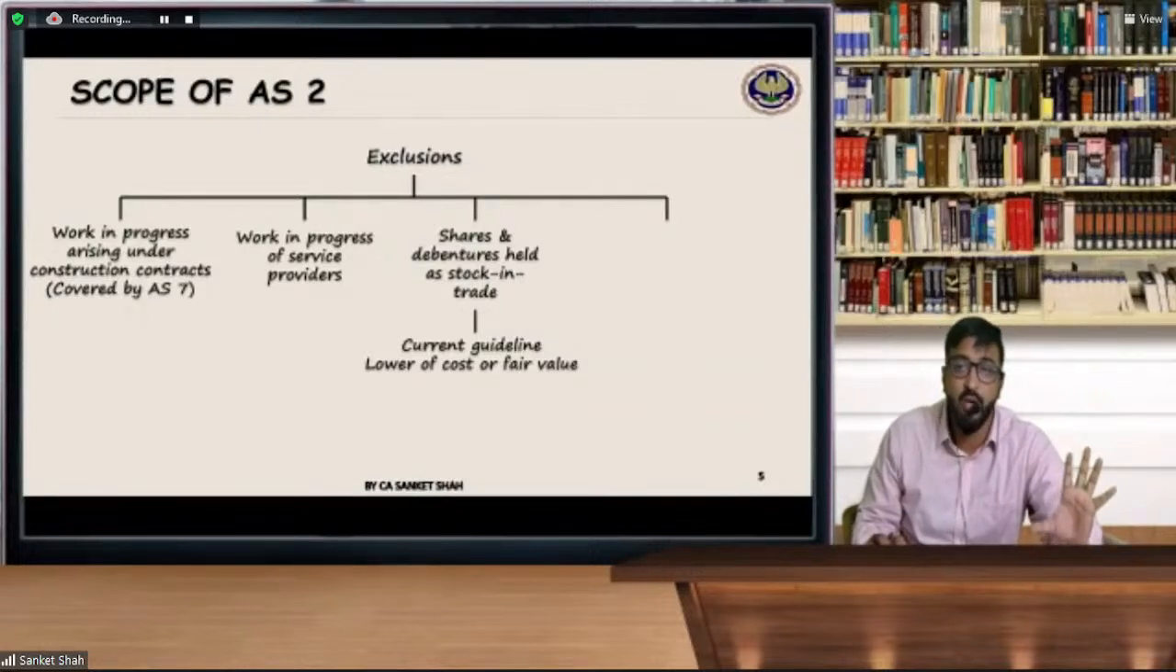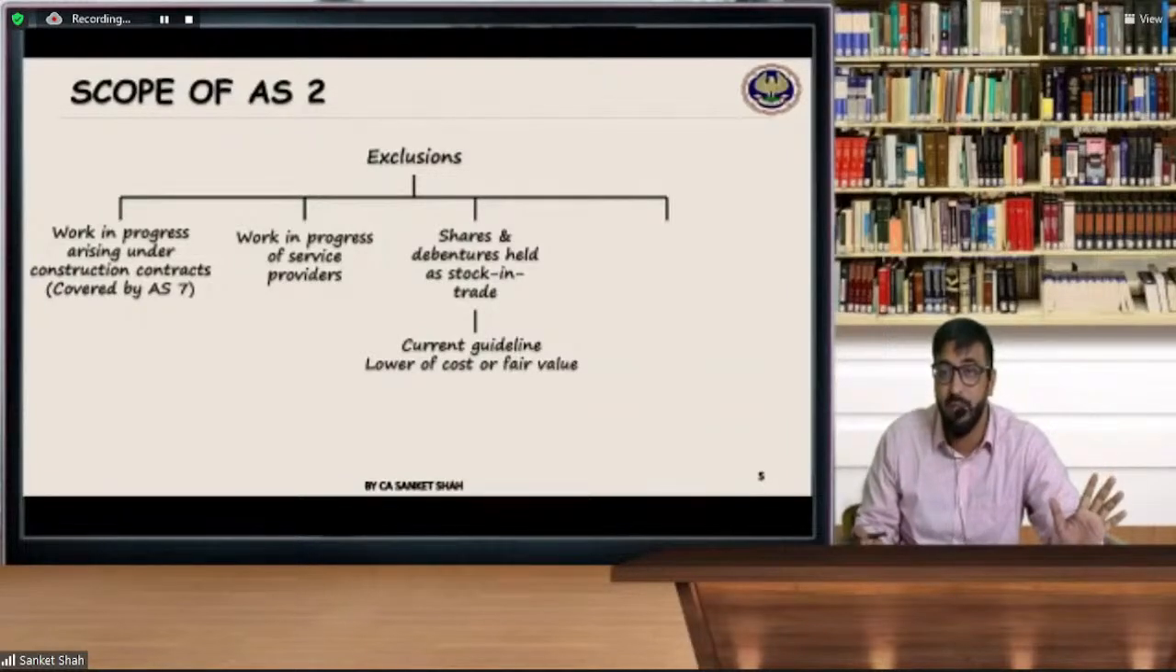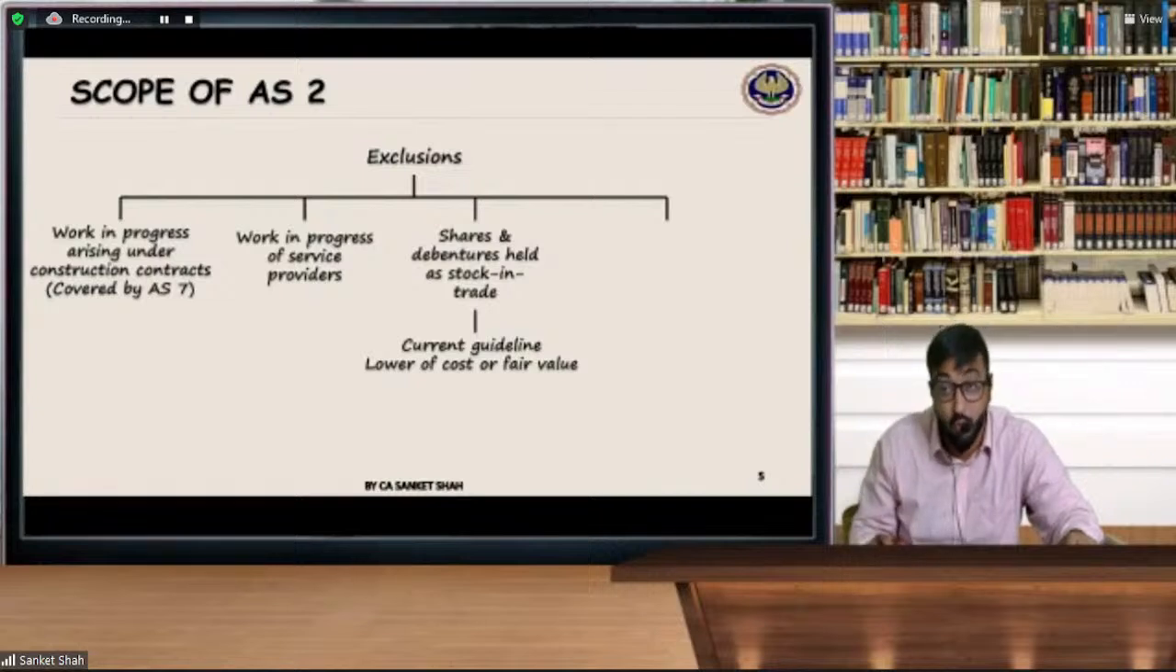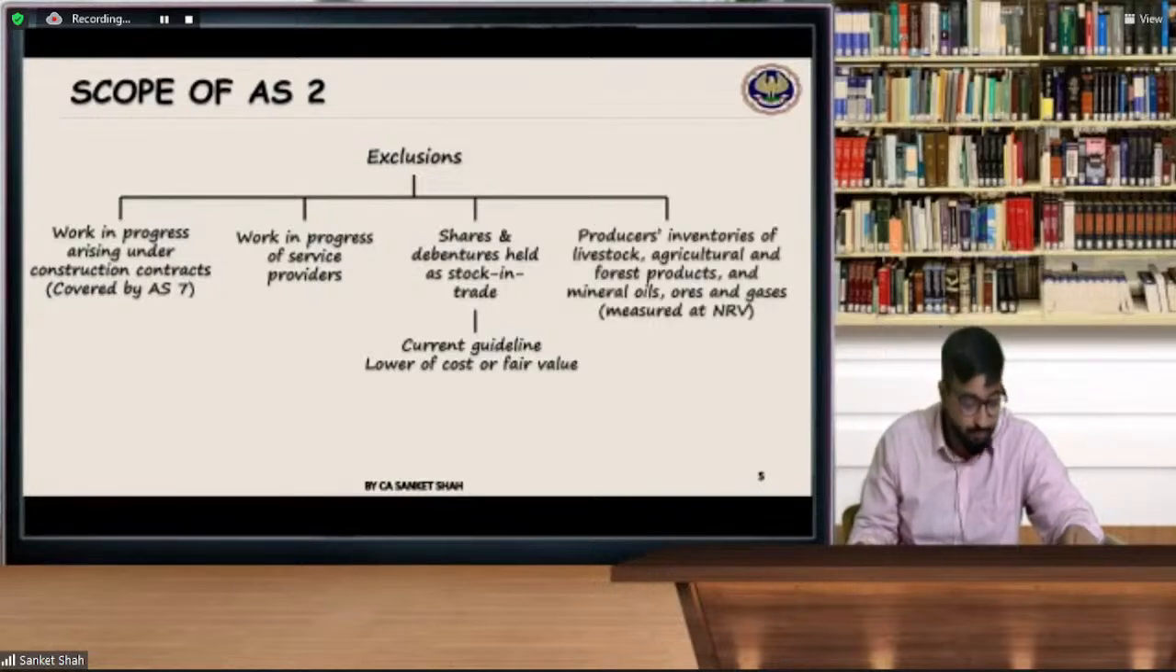The AS 2 principle is not applicable, and even the AS 13 principle is not applicable if you purchase and sell your debentures on a very short basis, not even short-term investment or long-term investment. You are only trading in that, like you are trading daily. In that case, neither Accounting Standard 13 nor AS 2 will take care of it, but the current guideline of lower of cost or fair value applies. That is the guideline given by the ICAI. If you are trading in shares or debentures, you don't apply AS 2, and you don't apply AS 13 either.